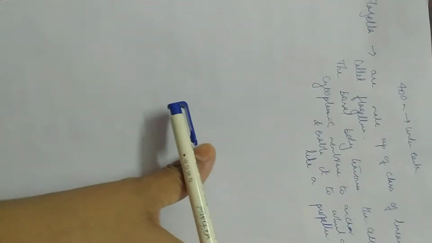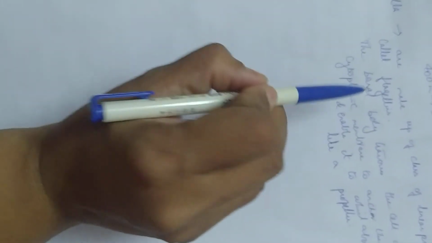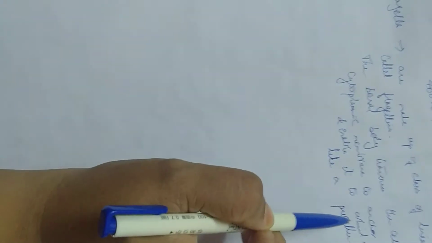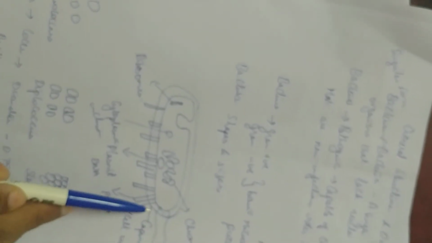The function of the flagella is to give the bacteria the ability to move about. Then next is the capsule. We had seen in this figure, this part is called the capsule.